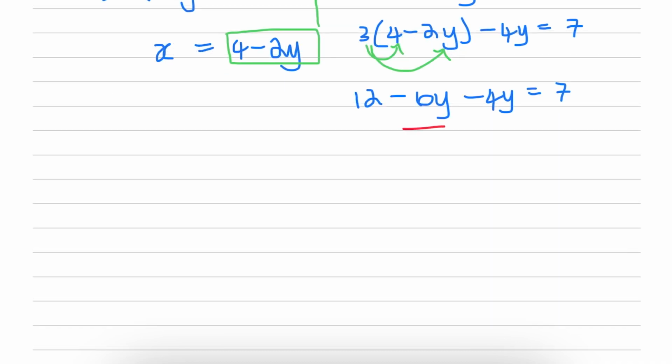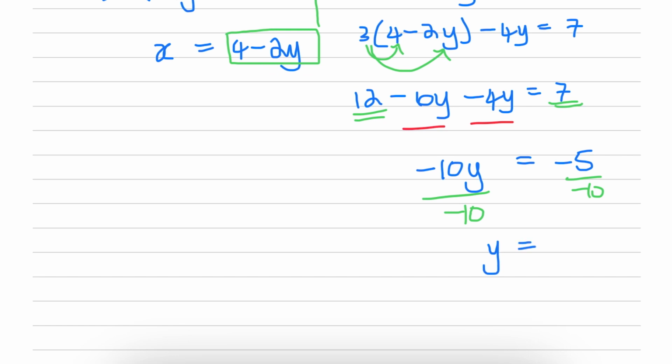Okay, we can go ahead and add some like terms now. Negative 6y minus 4y is equal to negative 10y. And then this 12, when you subtract it on the other side, 7 minus 12 is negative 5. Okay, divide both sides by negative 10 to get y all on its own. Negative 5 divided by negative 10 is equal to a half. And that makes y equal to 1/2.